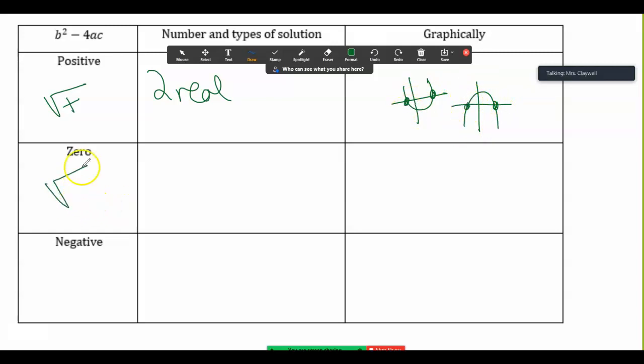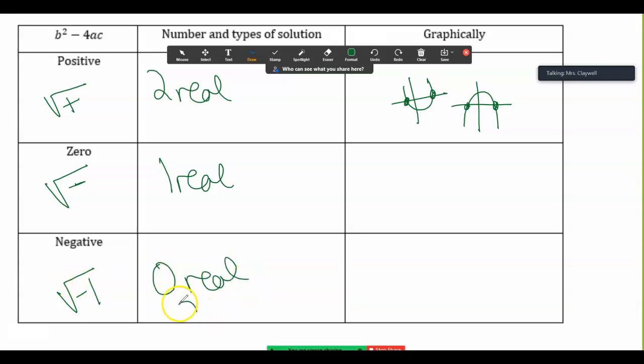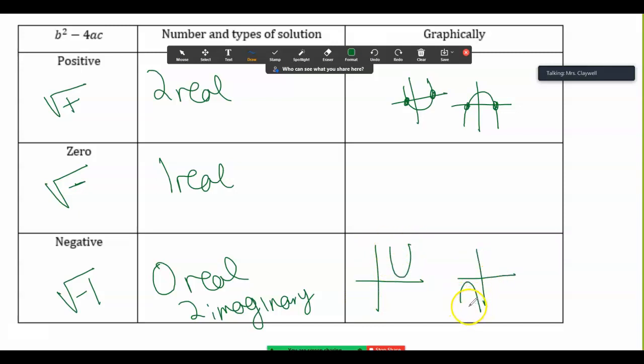If under the square root is negative, or if the discriminant is negative, I'm going to have one real solution. Or, sorry, 0 real solutions, or 2 imaginary. So that means that it's not going to cross the x-axis. So it could look like this if it's opening up, or like this if it's opening down. So if under the square root is negative, I'm not going to have any answers that are real.